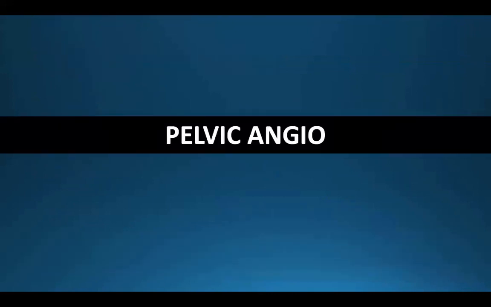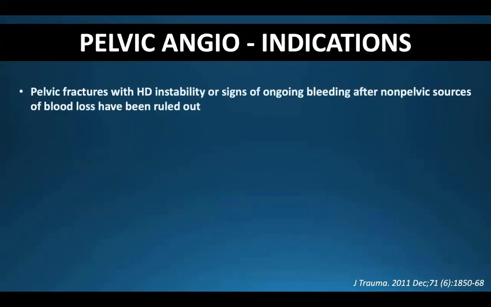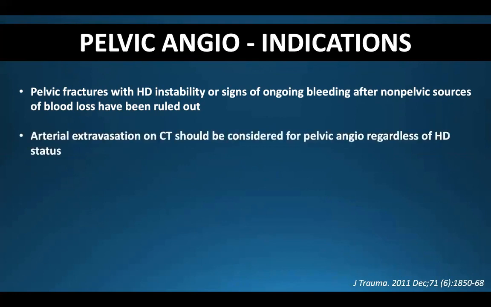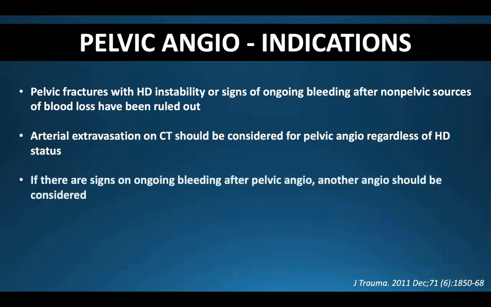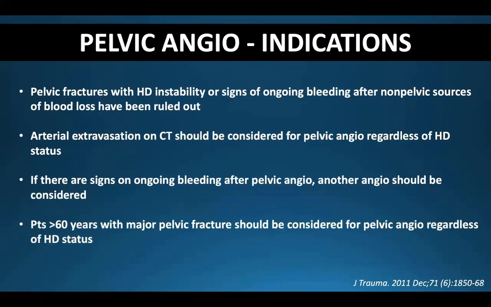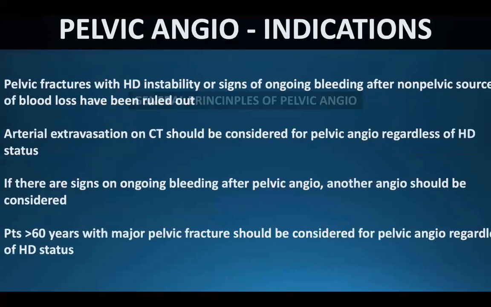Pelvic angiogram. Indications: pelvic fractures with hemodynamic instability or signs of ongoing bleeding after non-pelvic sources of blood loss have been ruled out. Arterial extravasation on CT should be considered for pelvic angio regardless of hemodynamic status. If there are signs of ongoing bleeding after pelvic angio, another angio should be considered. And for patients over 60 with major pelvic fractures, a pelvic angio should be considered regardless of hemodynamic status.